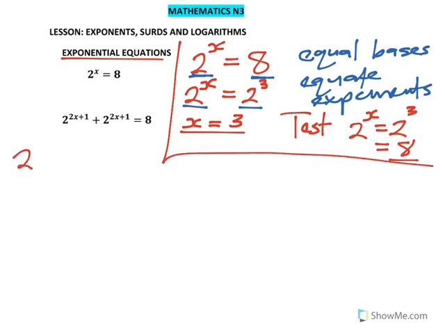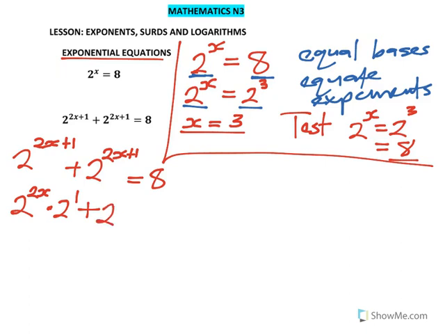It says 2 to the exponent 2x plus 1 plus 2 to the exponent 2x plus 1 is equal to 8. Now, given this kind of scenario, again, you can use that method which we call the split method. If you use the split method, you are going to have 2 to the exponent 2x dot 2 to the exponent 1 plus 2 to the exponent 2x dot 2 to the exponent of 1 is equal to 8, and again, remember, 8 is 2 to the exponent of 3.